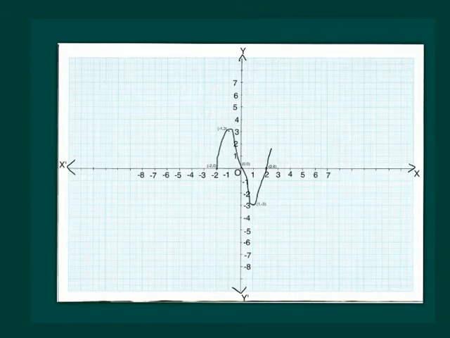From the graph we observe that the graph of y equal to x cube minus 4x intersects the x-axis at 3 points, which are also the zeros of the polynomial y equal to x cube minus 4x. So the result holds for a cubic polynomial also, and the zeros of the cubic polynomial are the x coordinates of the points where the graph intersects the x-axis.